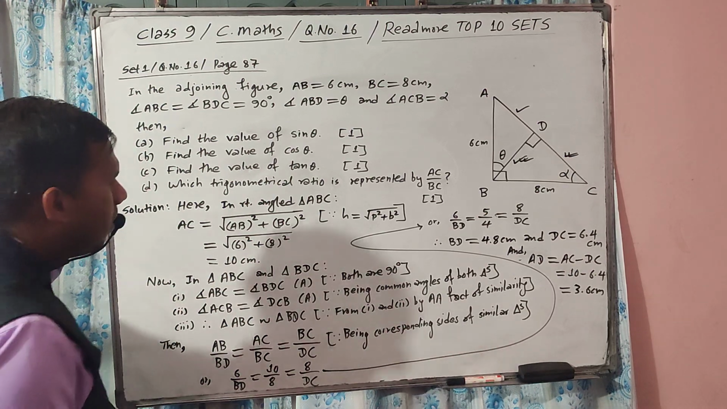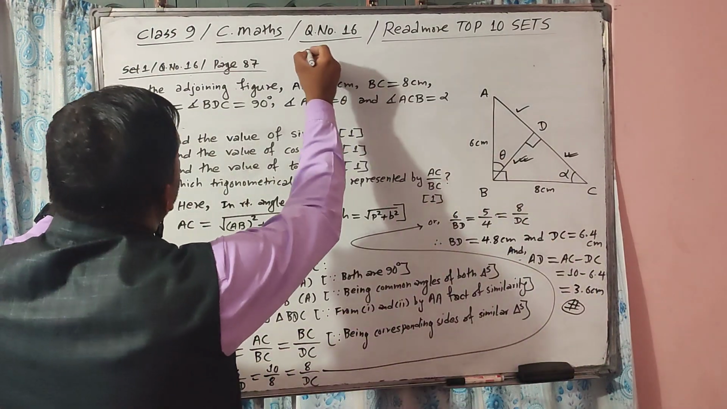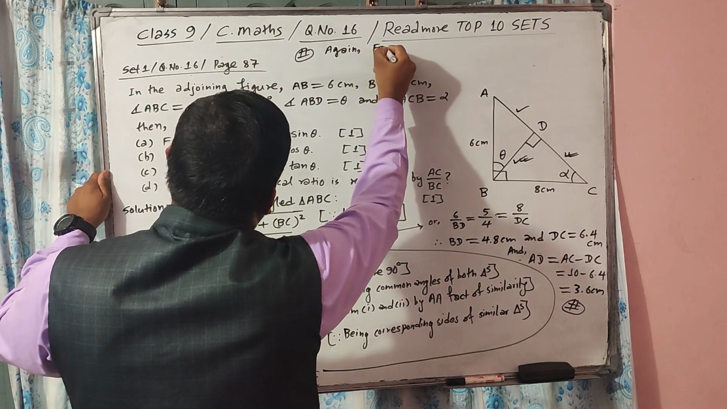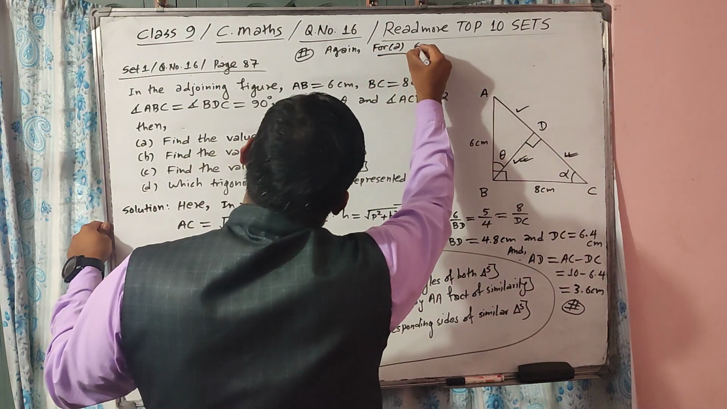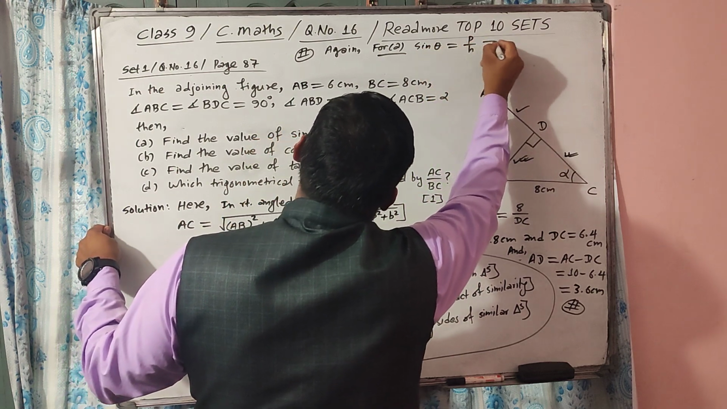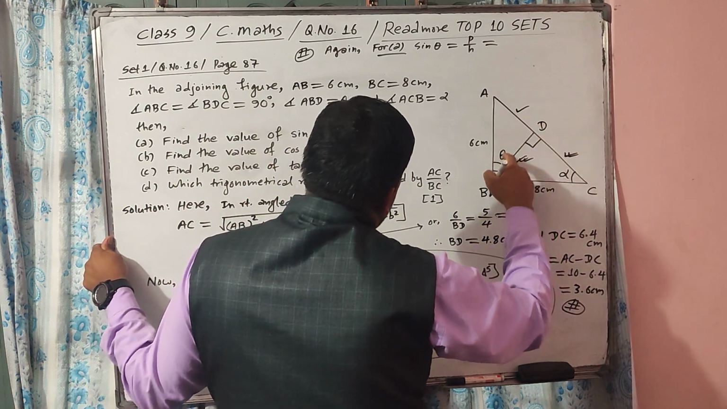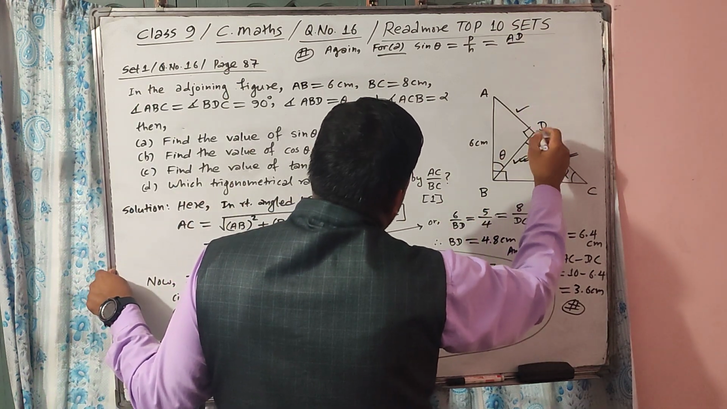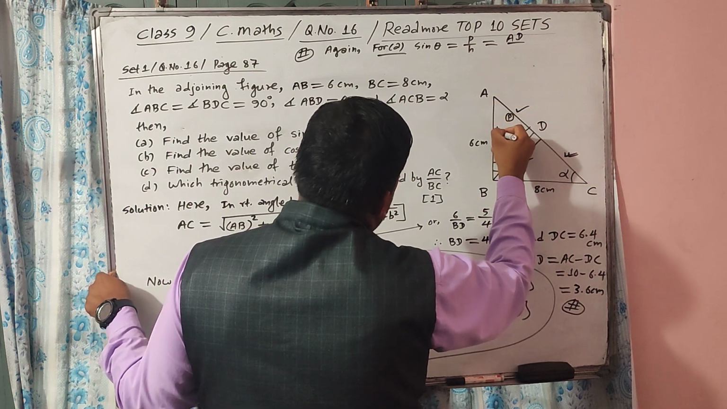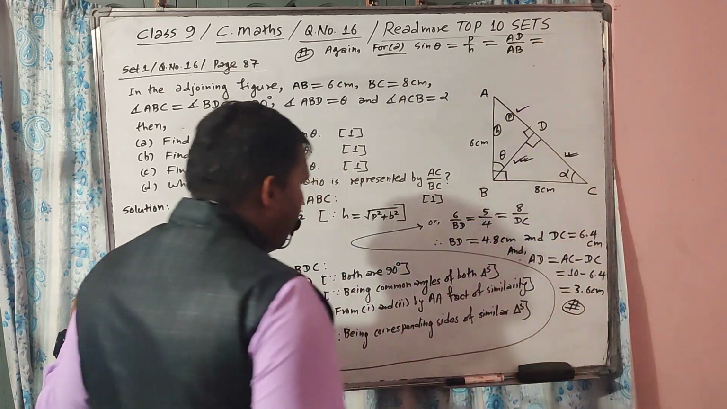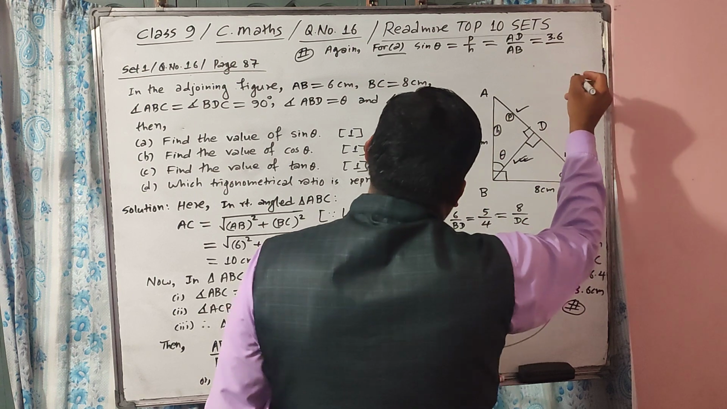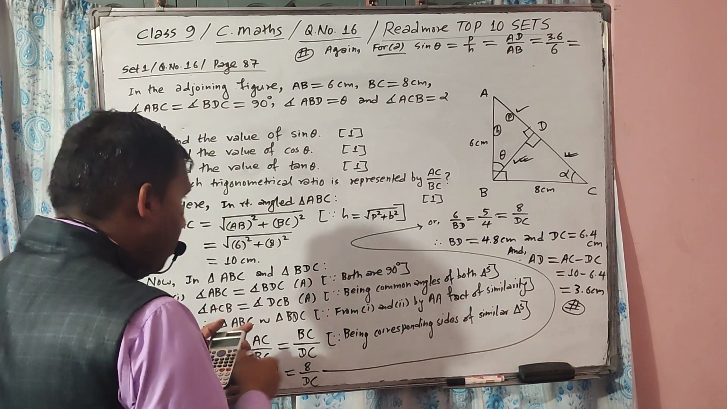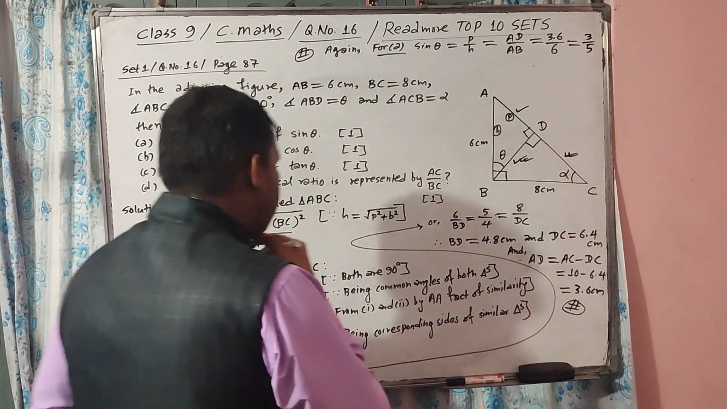Then we can find this trigonometric ratio. Look at this. For A, we have to find the value of sin theta. Sin theta equals P by H. In this triangle, theta is here. Its opposite side of theta is AD upon hypotenuse. In this triangle, this is also a right angle. Hypotenuse is AB. So AD upon AB. AD is 3.6, upon AB is 6. Now it becomes 3.6 divided by 6, 3 by 5. So the value of sin theta is 3 by 5.